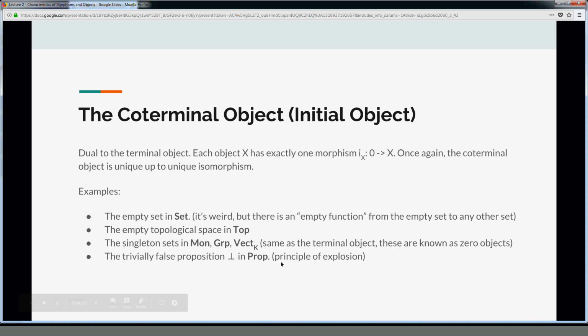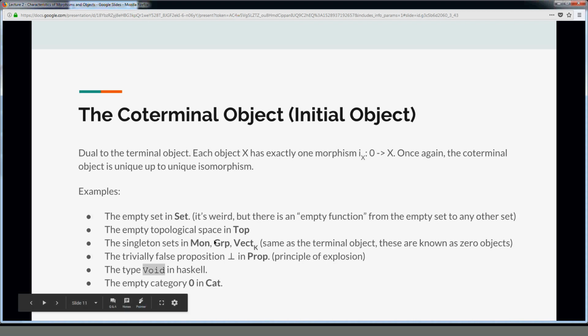But we have the trivially false proposition in Prop. This is essentially from falsehood you can deduce anything, the principle of explosion. The type Void in Haskell is the initial object in our category of types in Haskell, and there is a corresponding function from Void to any other type, but of course you can't actually ever execute it. And you have the empty category in Cat.